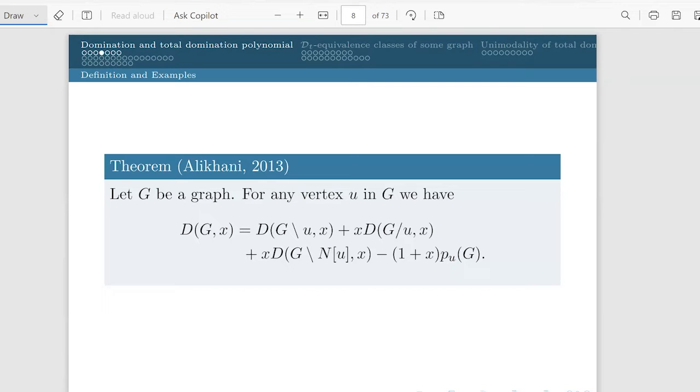But let me say that computing this polynomial is not very easy because of this P sub u, but with some condition, maybe P sub u is zero, okay? If it is zero, we have an easier formula.